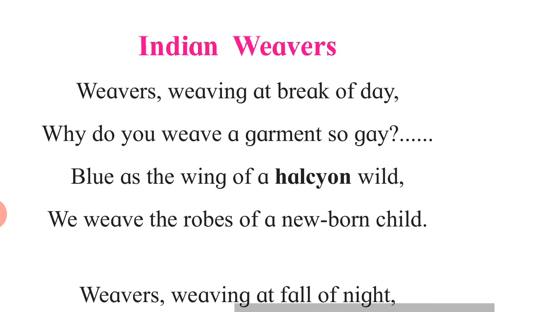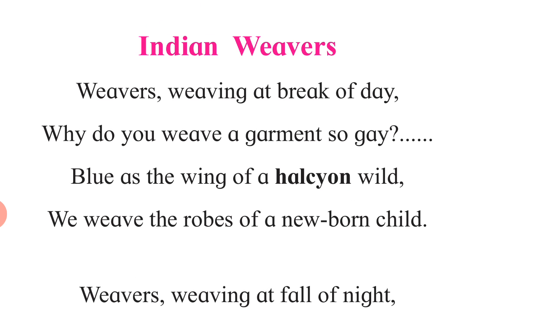Look at the first line: Indian weavers, weavers weaving at break of day. Here the poet used three important figures of speech: alliteration, climax and metaphor. Why alliteration? Because the word W is repeated. Why metaphor? Because indirect comparison is shown here. And why climax? Because according to the words break of the day, climax situations are created here. So that's why in the first line the poet used alliteration, climax and metaphor figures of speech.